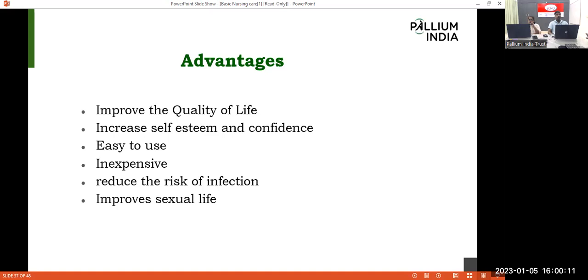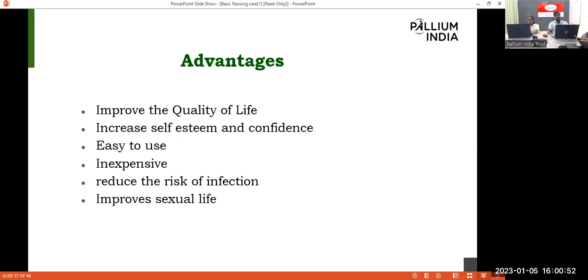Then inexpensive also. Comparatively, this type of nelaton catheter is very much cheaper than the Foley's catheter or any silicone catheter. Then it reduces the risk of infection also. If the patient is on an indwelling catheter, the tube is continuously inside the bladder. There is a connection from inside the bladder to the outside atmosphere through the Foley's catheter tube. So if any infection happens anywhere, it will affect the inner system also. So there is more chance of infection.